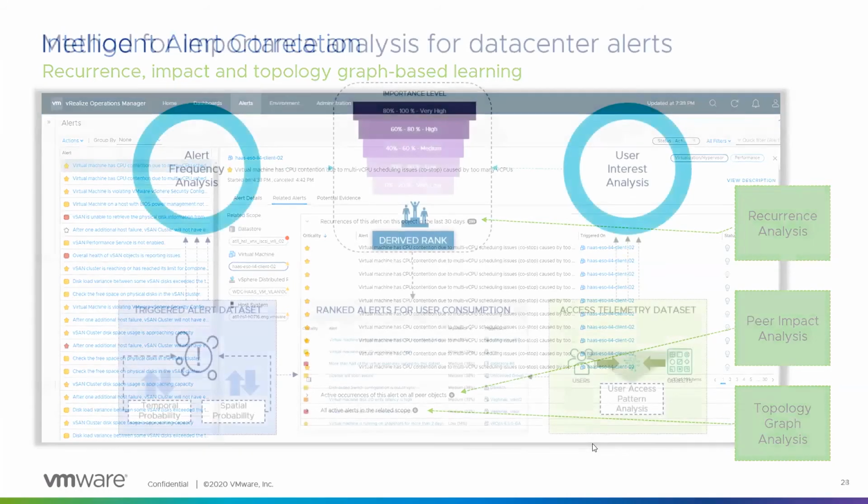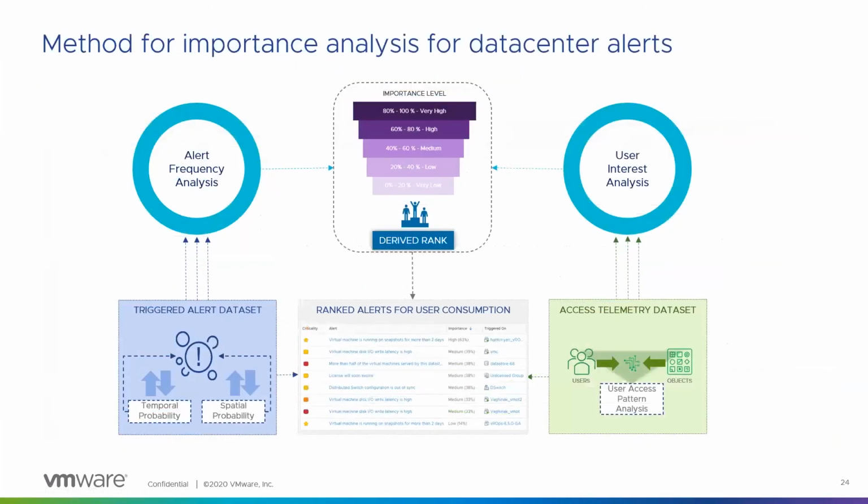Now, the second piece is, how do you start with an alert? You have hundreds of alerts in the environment. How do you pick one and then start with that one? That's where the system automatically leverages AI to give an importance level to alerts. So what you see in the center is the derived rank of a given alert. You can have an alert which has a rank or importance score of very high, while another alert has an importance score of very low or low.